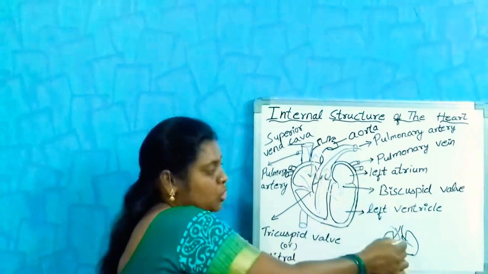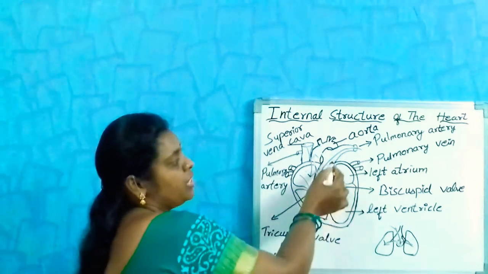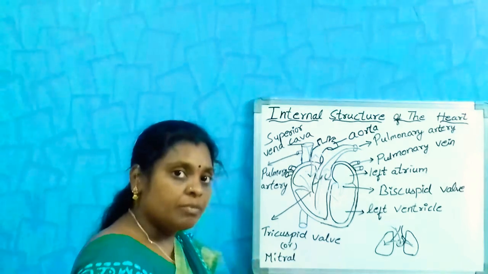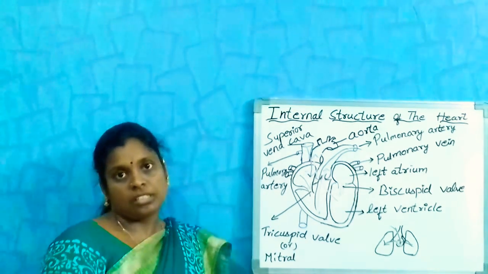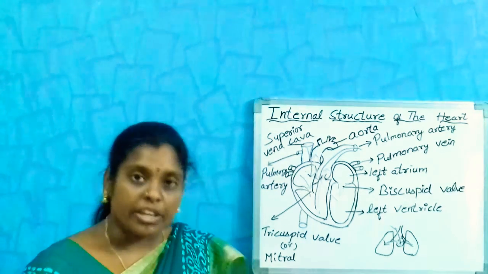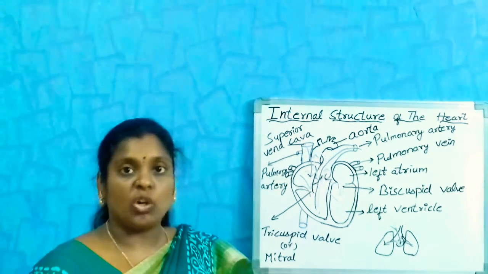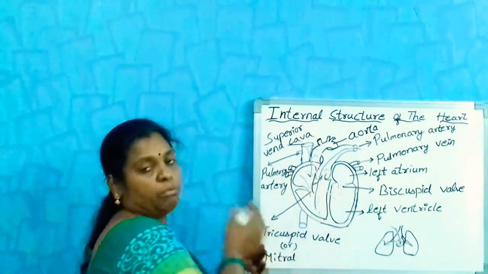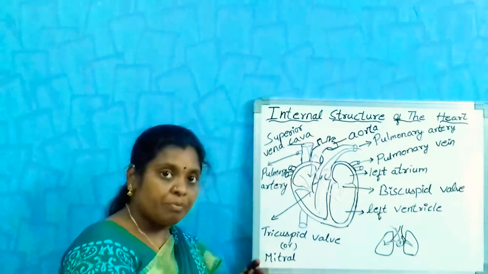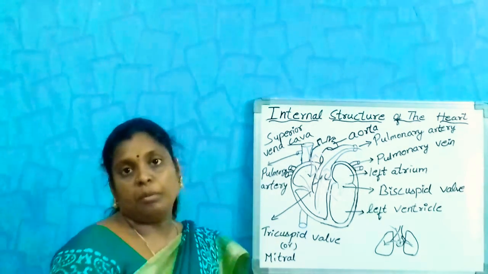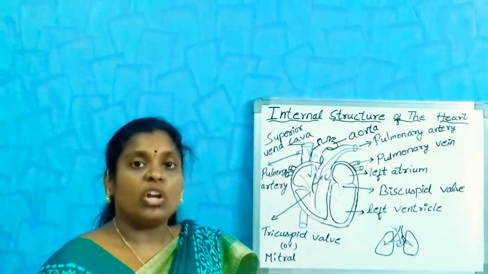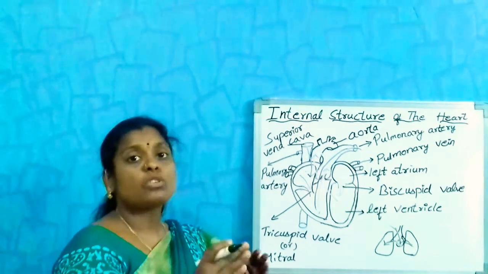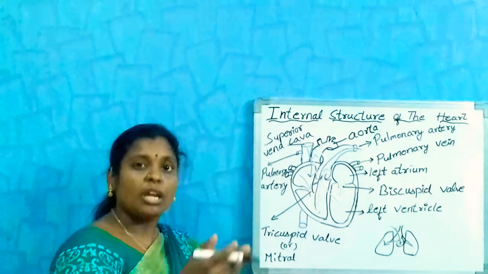Again the blood is pushed into the lungs. That means from the pulmonary artery, the blood is given to the lungs. What happens in the lungs? The gas exchange takes place in the alveolar sacs. The impure blood is taken by the alveoli sacs and oxygen is given back into the blood, so that it becomes oxygenated, or we can say pure blood.